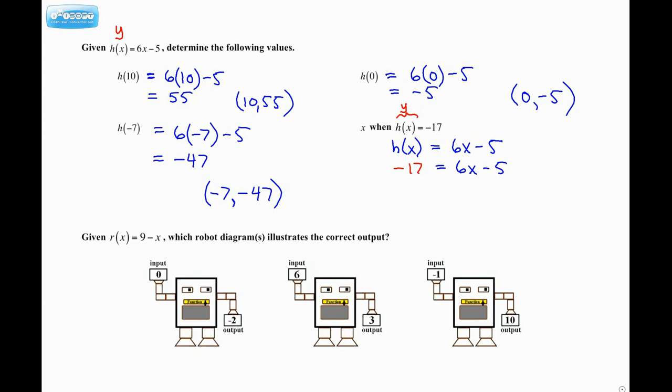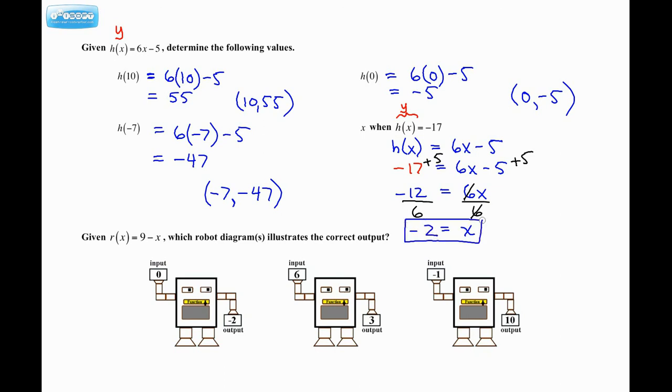What you do to one side, you must do to the other. So let's add 5 to both sides. Negative 17 plus 5 is negative 12, and that just leaves me with 6x on that side. So that's better. Finally, to isolate, I can divide both sides by 6, and those cancel. Keeping everything lined up, that gives me x is equal to, and negative 12 divided by 6 is negative 2.